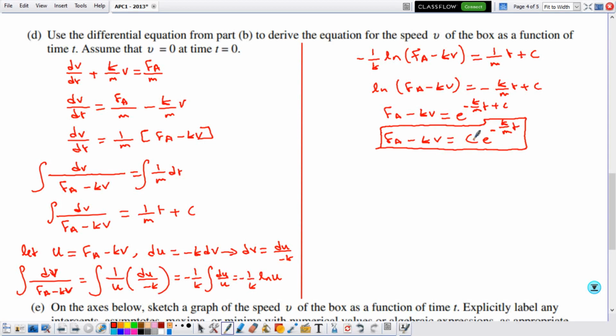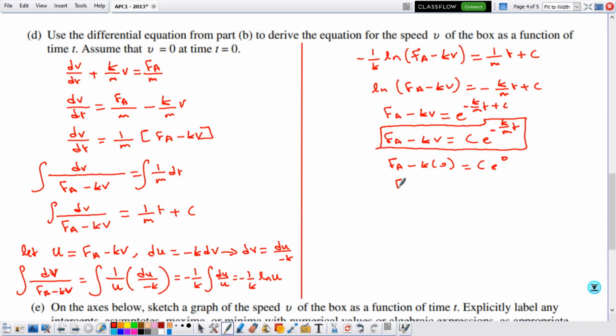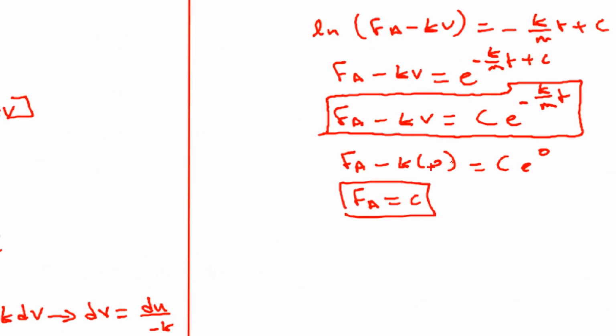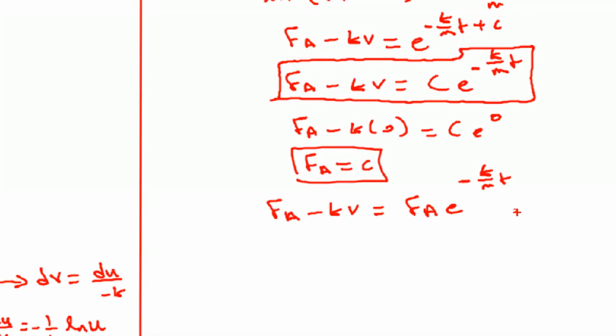Basically this is our differential equation, but we're not going to keep it like that because we need to search for c, and c can be determined using this condition. So replacing t by 0, that would be Fa, the initial velocity being 0, equals c multiplied by e to the power of 0, because that multiplied by 0 would be 0. Then Fa equals c. Now replacing this here, because e to the power 0 is 1, that would be Fa minus kv equals Fa multiplied by e to the power of minus k over m t, and we're searching for the expression of v.